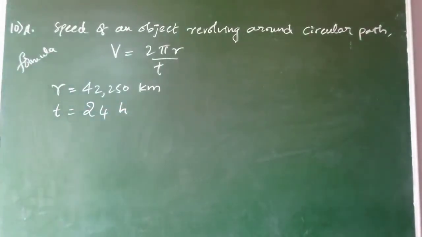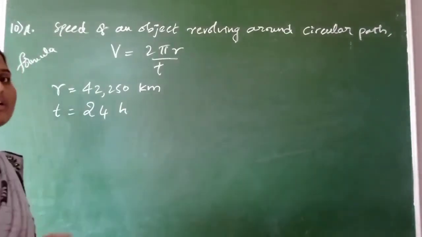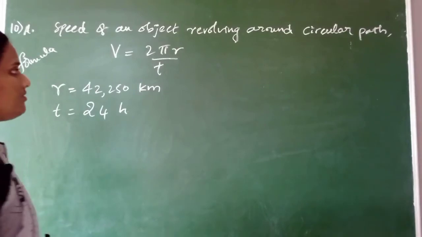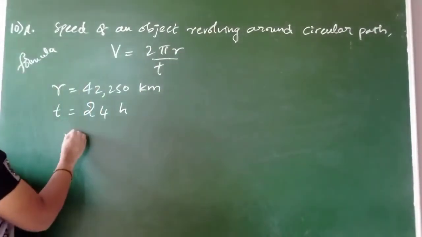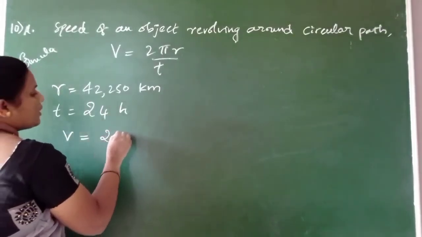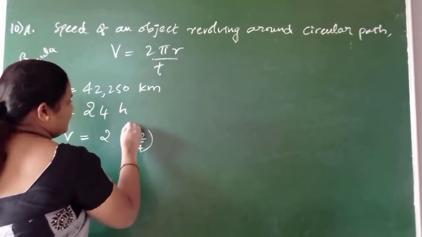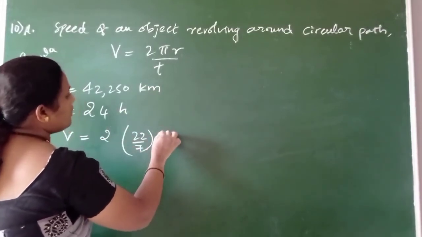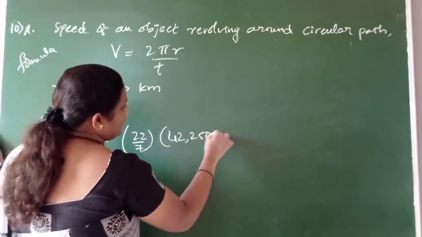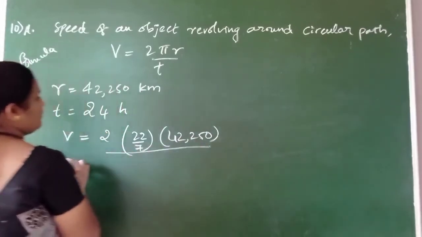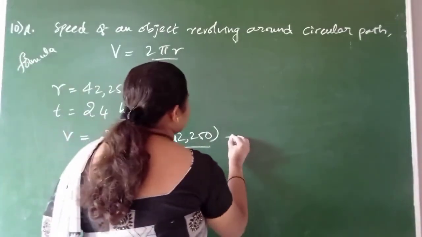First we will do it with what? Kilometer per hour, children. So the circular path is nothing but the circumference of the circle, whose formula we have derived, isn't it, children? So now substitute the values. v is equals to 2 into, what is the pi value? 22 by 7 into, what is the radius? Radius is 42,250, isn't it? Divided by, now what is the time, children? 24.